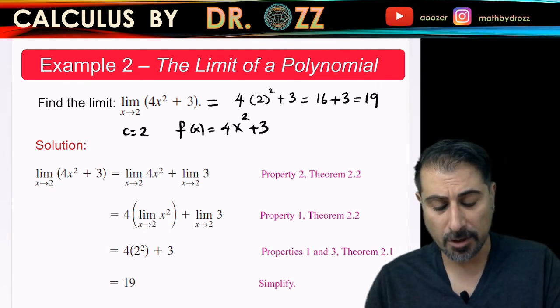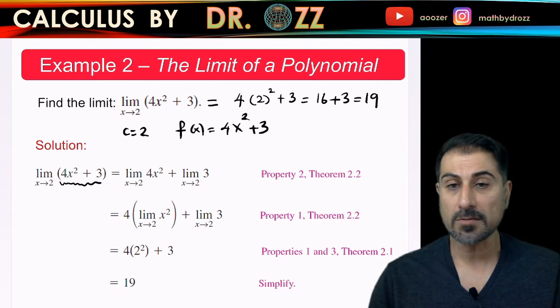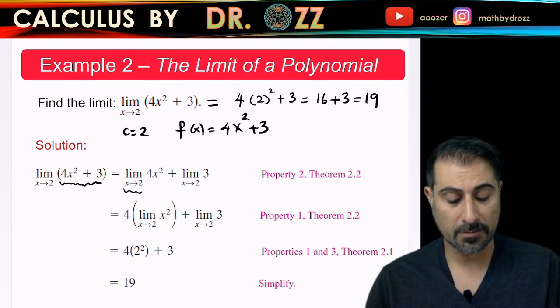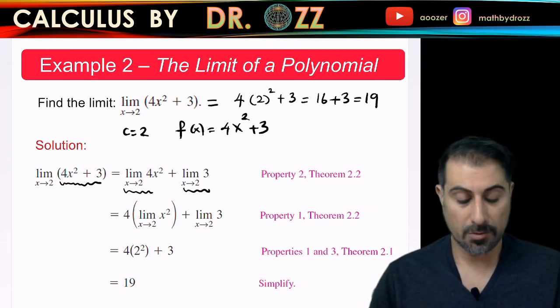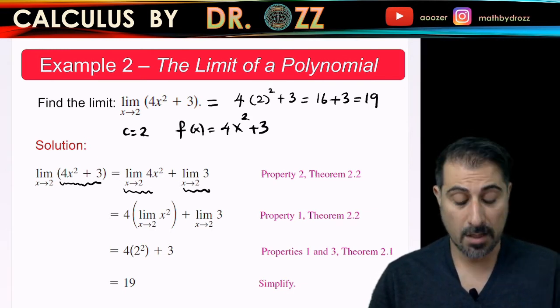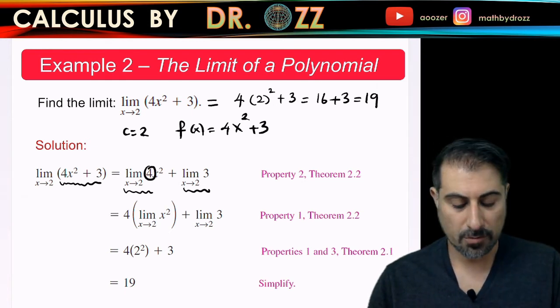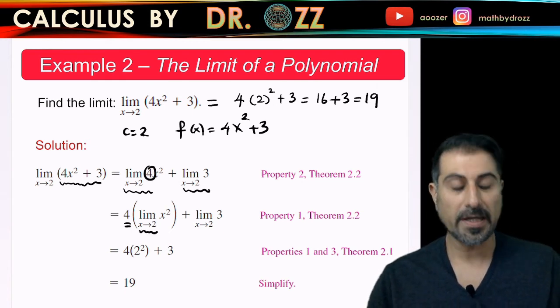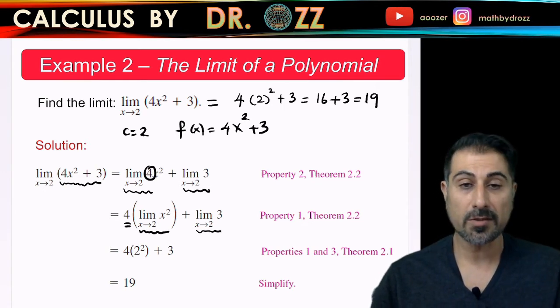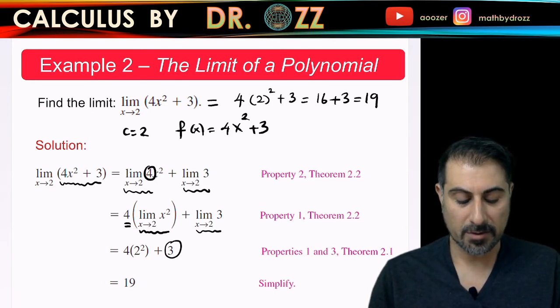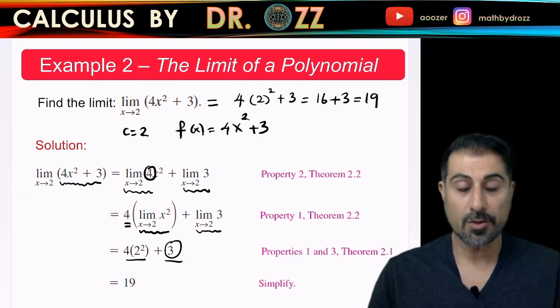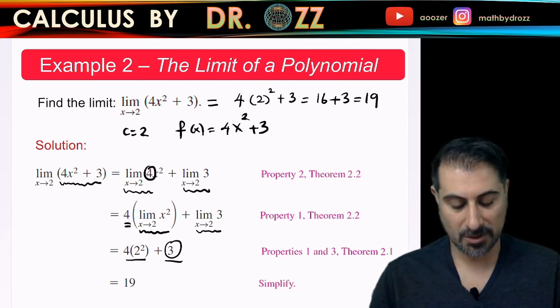For example, here you have the limit of the sum of two functions. Why don't you split this as the limit of 4x squared plus the limit of the constant part, okay? And then using another property, in fact property 1, you can always pull this 4 out. So 4 is out, so you check the limit of x squared here, and you still have the limit of the constant. And we know that the limit of the constant is just that constant 3, and the limit of x squared is just 2 plugged in, so it's 2 squared. So at the end of the day, you have 4 times 2 squared plus 3, which is essentially 19.